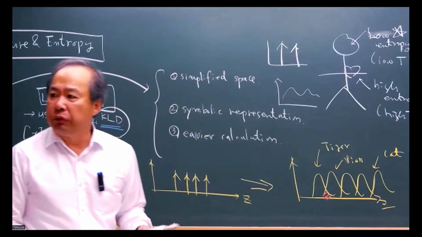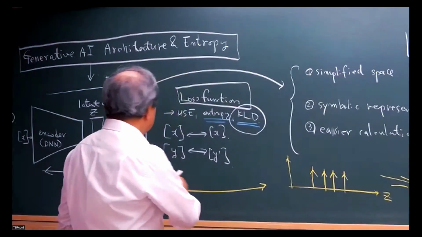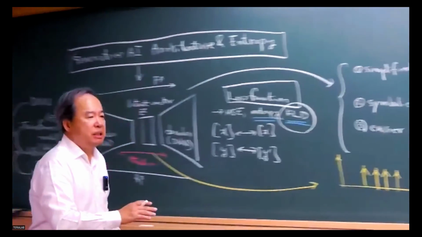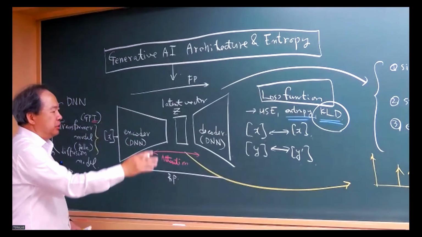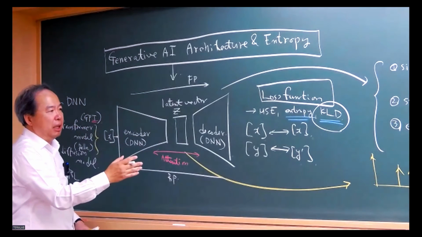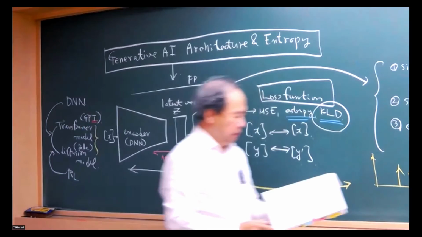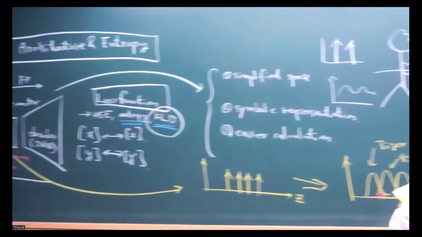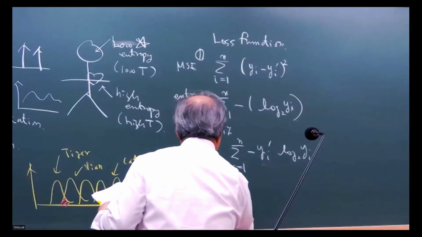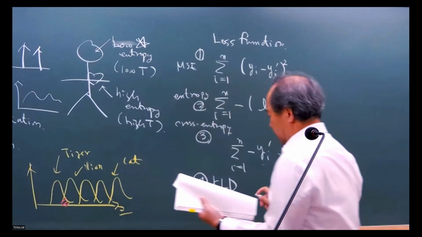Once again, I would like to remind you that today I'm going to talk about generative AI architecture and loss function. And the last one is called KL divergence.